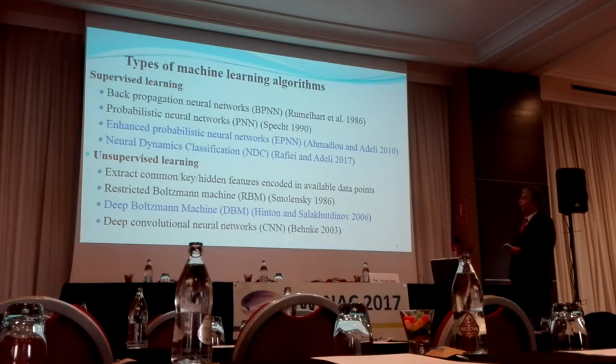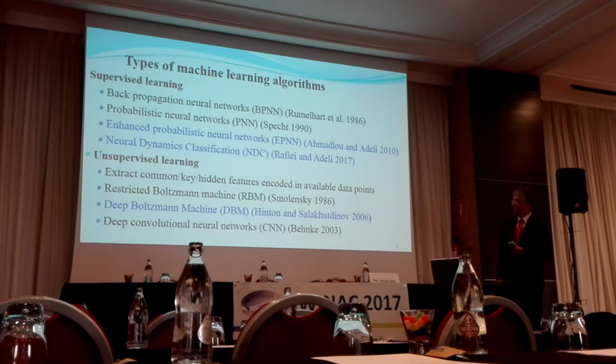Types of machine learning algorithms, we can divide them into two categories: supervised learning, going back to backpropagation, proposed in 1986. Then later on, the probabilistic neural network, and we developed the so-called enhanced probabilistic neural network. And more recently, we developed a brand new algorithm called neural dynamics classification. So I'm going to talk about those today.